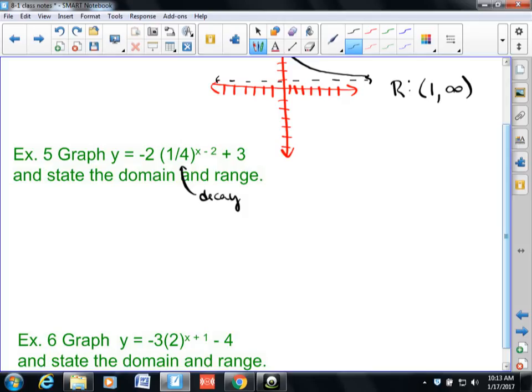First of all, this is going to be our decay. Now, look at this time. We don't just have the 1/4 raised to the x, we have the 1/4 being raised to x minus 2. What does that mean? If you recall with all of our other transformations, that actually means right 2. Remember, it's got that opposite effect. Then we are going to move the asymptote up 3. And then our y-intercept is actually going to go down 2 from the asymptote.